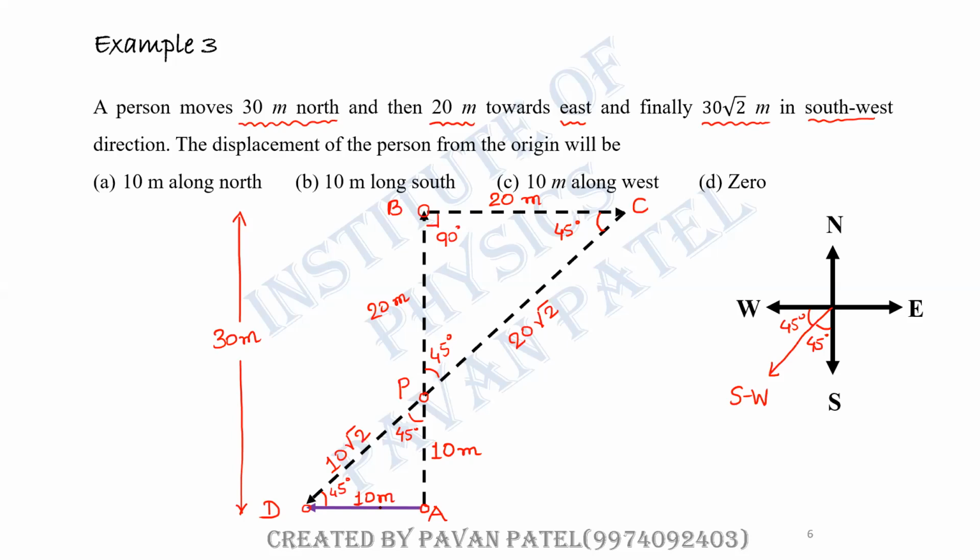So the displacement is 10 meter starting from A to D, and A to D is a west direction. So 10 meter along the west direction is the answer. Answer is option C, 10 meter along west direction.